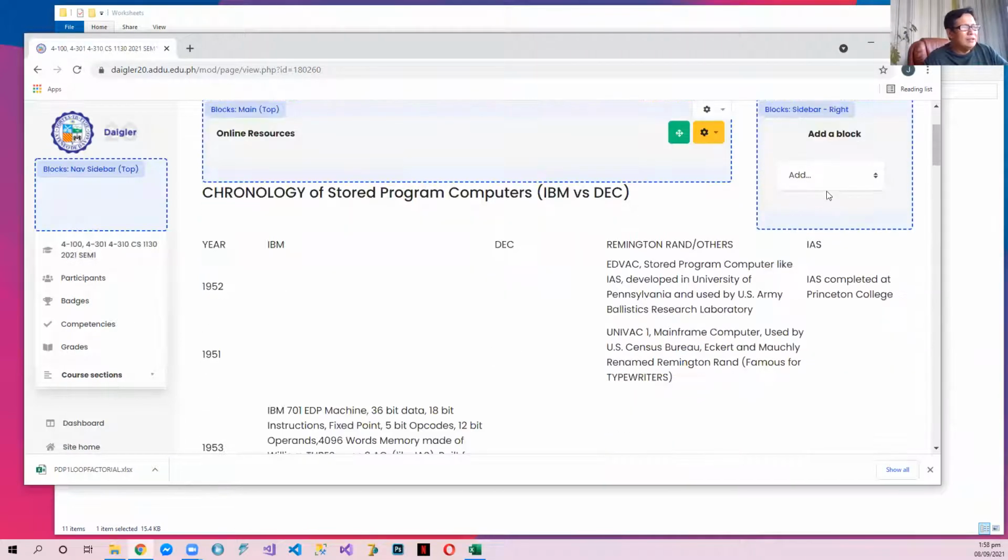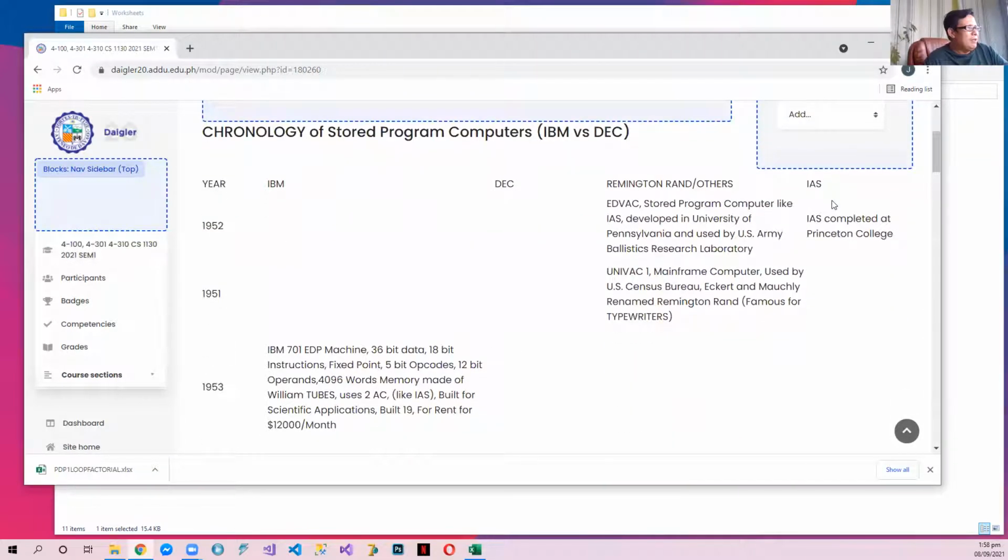Can you open that, no? The chronology of computers. Since 1952. Okay? 1952 was the invention of the IAS, right? Now, this is a chronology of store program computers. During those times, there are two big competing manufacturers, IBM and DEC. IBM is International Business Machines. This is from Hollerith, no? And DEC is Digital Equipment Corporation, yung kay Gordon Bell, but it has started differently, no?